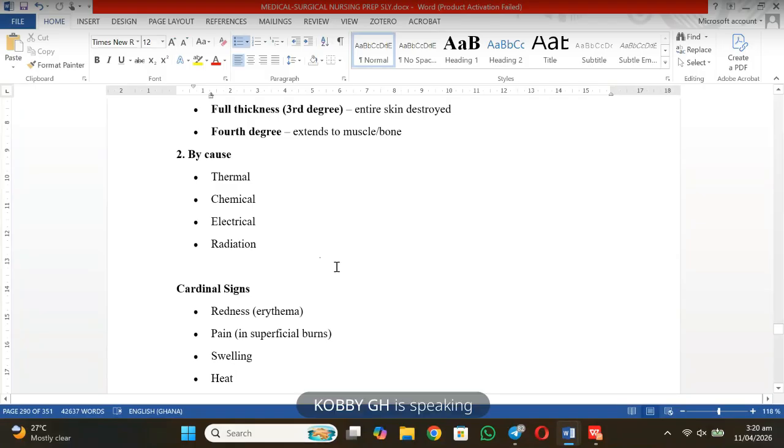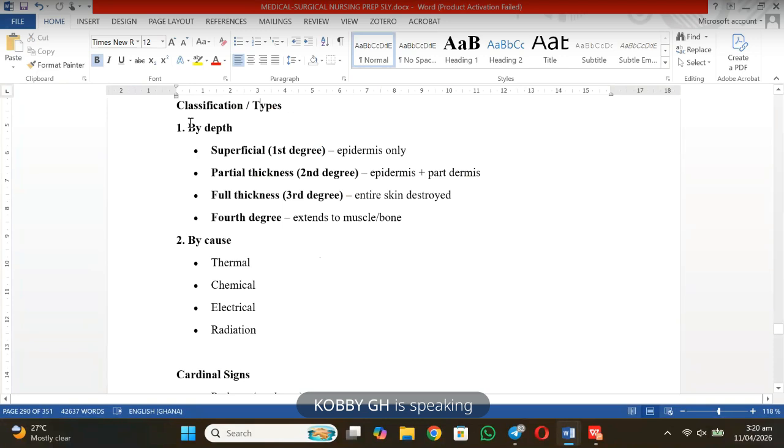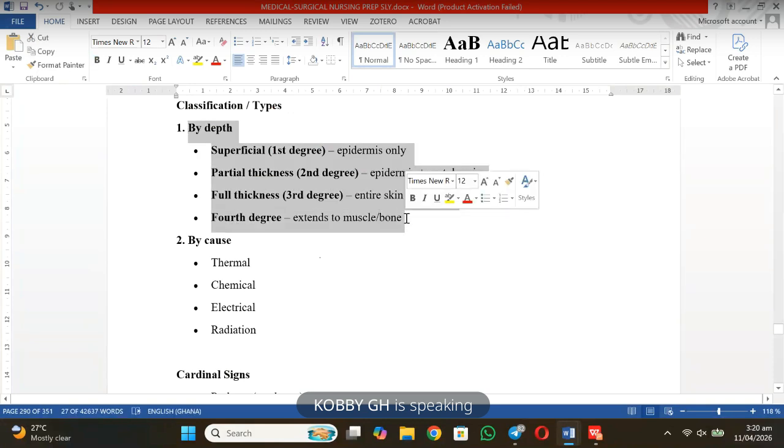Okay, great. Yes, some books may classify burns according to the cause, but we will not concentrate on that. Understand, because they can ask you a question here. In our previous meeting, when we were going through the past questions, we saw a couple of questions on this.